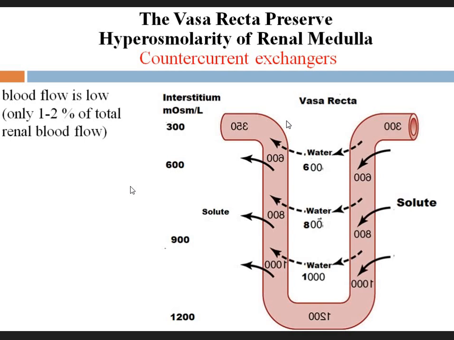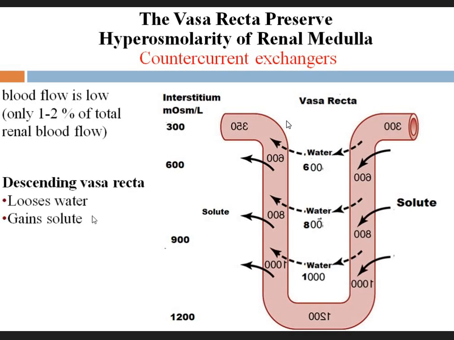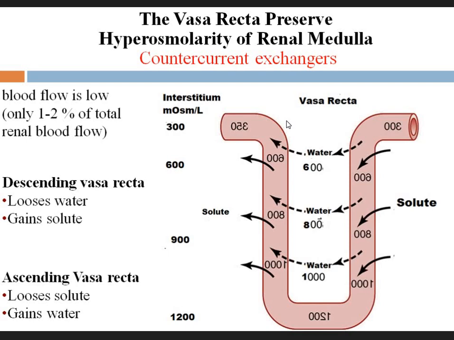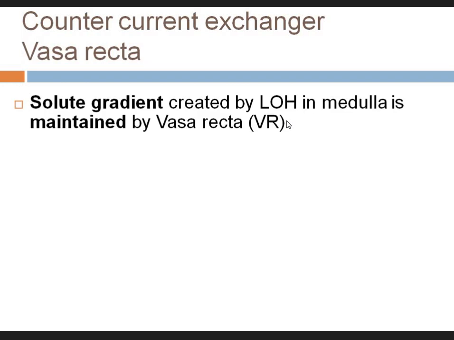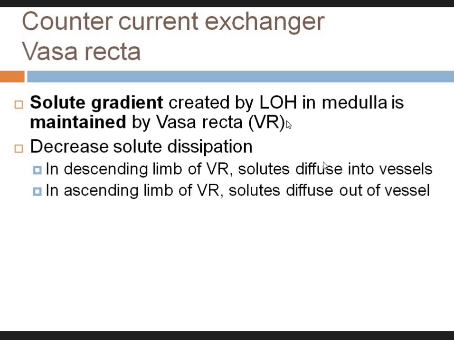The blood flow, although very low in the vasa recta, the descending vasa recta loses water and gains solute, and the ascending vasa recta loses solute and gains water. Thus it acts as a countercurrent exchanger. So vasa recta, the countercurrent exchangers, are trying to maintain the solute gradient which was created by the loop of Henle. Okay, so the solute gradient created by the loop of Henle is maintained by vasa recta.